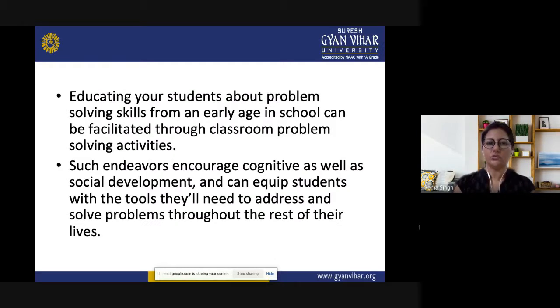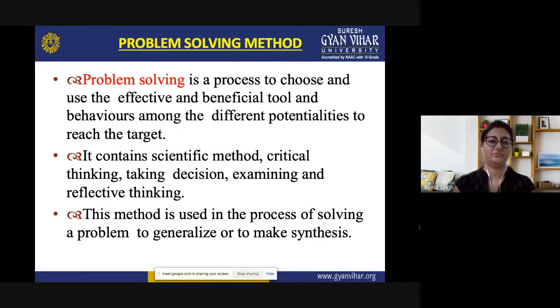So educating our students about problem solving skills from a younger age in school should be facilitated through classroom problem solving activities. Such endeavors encourage not only cognitive but also social development among students. It can equip our students with the tools they will need to address and solve problems throughout the rest of their lives. So these small skills which they are learning in their classrooms are going to help in the rest of their life.